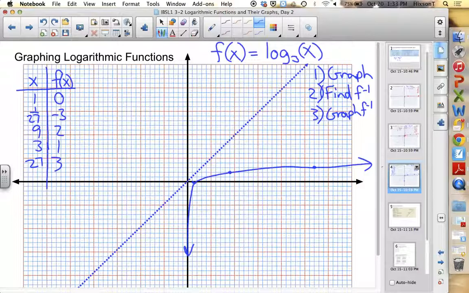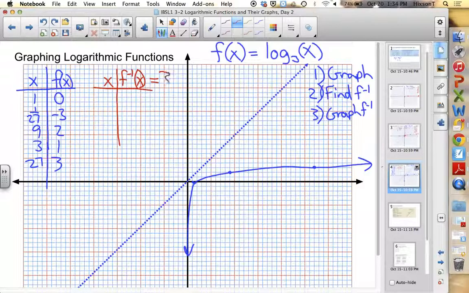Alright, so we have that for f of x. Now, let's look at g of x. Or, I'm sorry, f inverse of x. Okay? So, f inverse of x. First of all, what is f inverse of x? It's the swap. 3 to the power of x. 3 to the power of x.